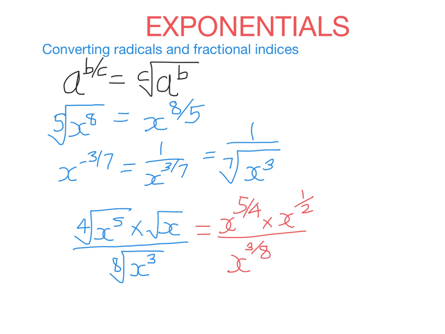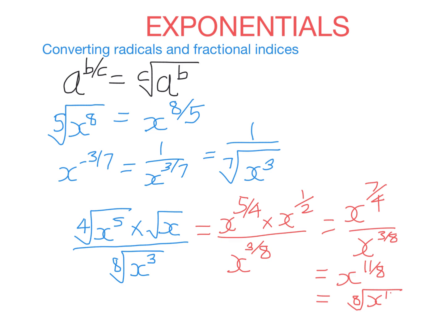Now we can use our normal index laws to perform multiplication. We keep the same base and we add the powers. So now we're going to divide. That's what the fraction line means. So we keep the same base and we're going to subtract the powers. And we get x to the power of 11 over 8. So if you're asked to write this as a fractional index, the number on the bottom, the denominator, tells you the root, and the top number tells you the power. How easy is that? Let's look at some modeling.